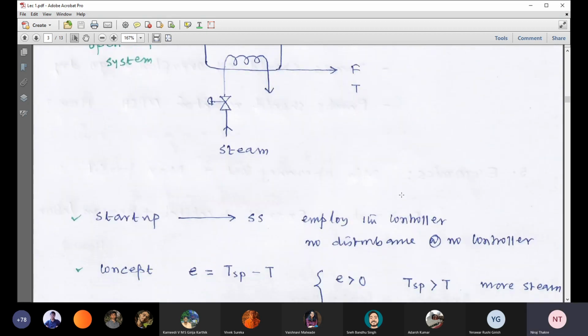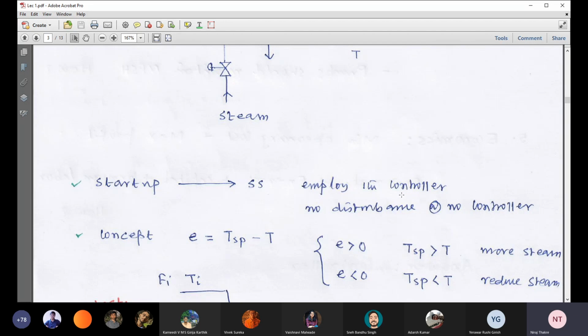Fine. Now let us come to a general concept. Here we want to calculate one error signal, which we represent by small e. Small e is basically the error. This error is nothing but the set point value minus the measured temperature, capital T. This error signal e is set point value minus temperature. The set point you are going to set, and this temperature we get from the process through measurement.